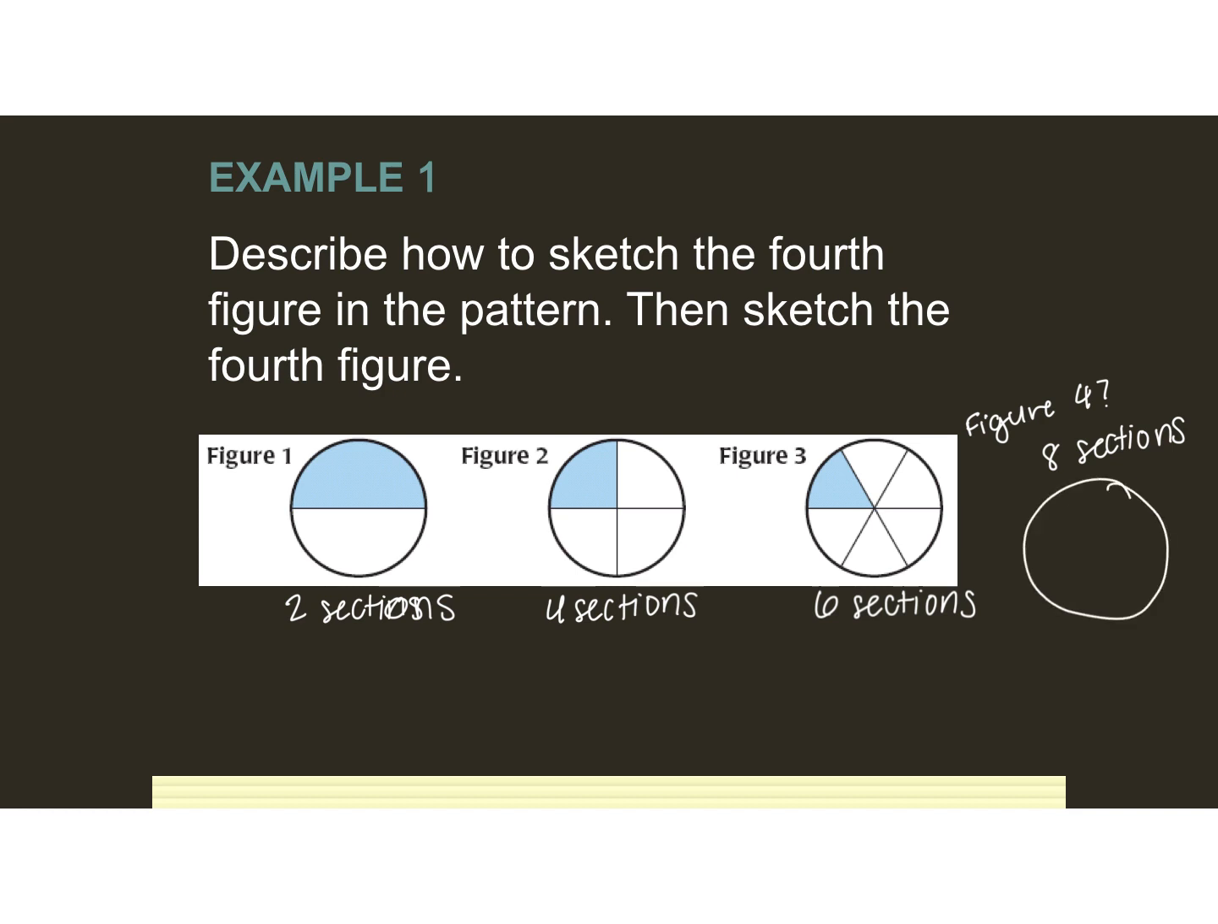So let me go ahead and draw my circle. I'm separating it, and then I'm shading in one piece. So now for me to figure out what the pattern was. Looking at the pattern, we could figure out that the figure number is being multiplied by 2. That's my pattern.